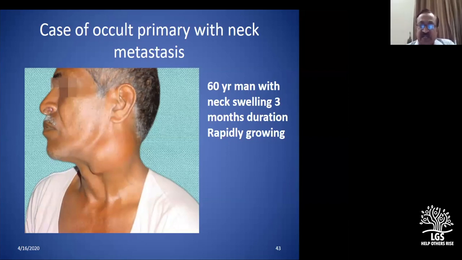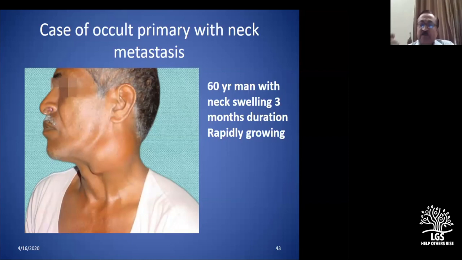No history of dysphagia, very good. No history of dyspnea, very good. No history of change in the voice, very good. Anything else? History of tobacco chewing. Tobacco chewing is usually present in all these patients. In the aerodigestive tract, they usually have a field cancerization also. So tobacco chewing, smoking will be usually present.